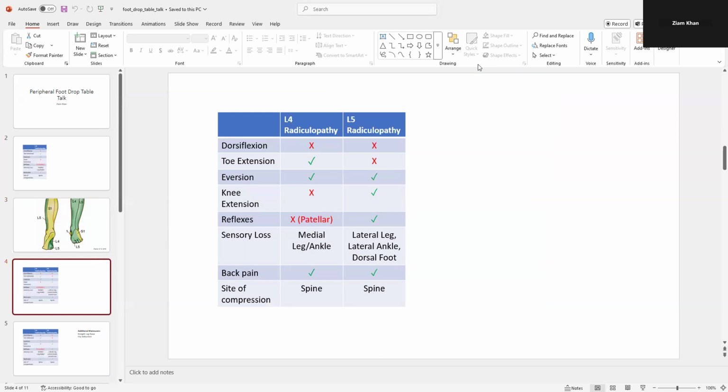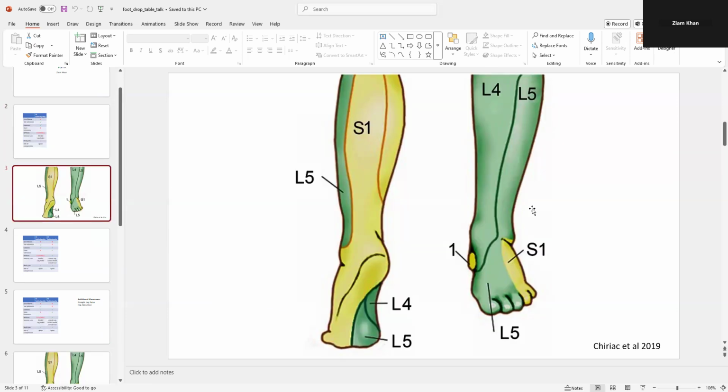One of the ways you can tell this apart is by looking at the map of the sensory deficit. It's really localized to the lateral part of the leg, and then notably it affects the dorsum of the foot. So these should be quite distinct even on a very coarse neuro exam.